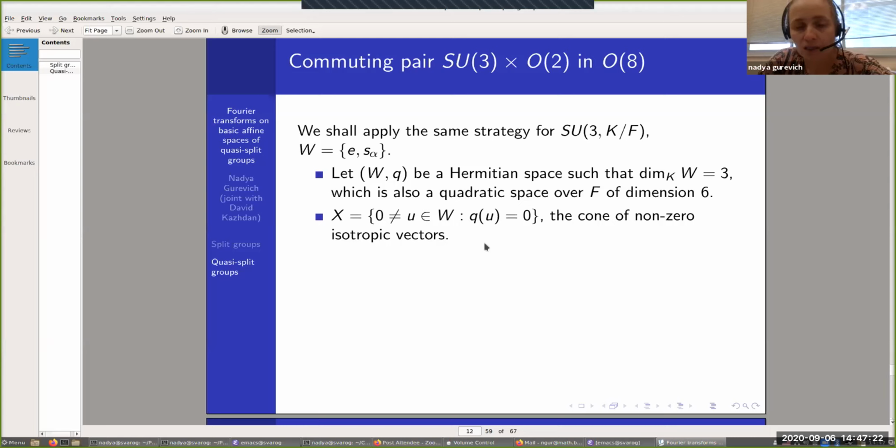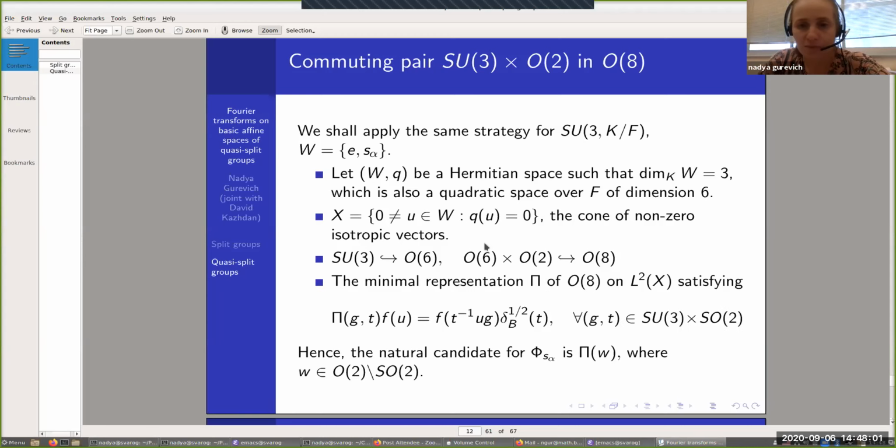In this case, G mod U again has a very easy model as just a set of vectors in W on which the form is 0. So it is a cone of non-zero isotropic vectors. And as I said, naturally SU3 lives inside O6 because whatever preserves the Hermitian form also preserves the corresponding quadratic form. And there is a natural embedding of O6 times O2 inside O8.